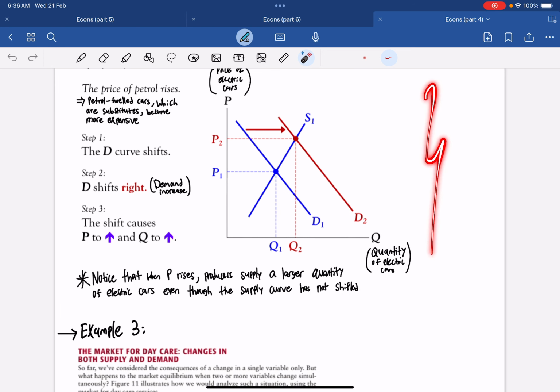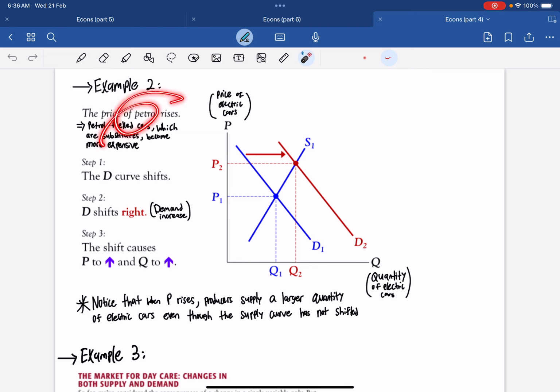Taking a look at another example, now we have a change in the demand. In this case, the price of petrol rises, so that means petrol cars are now more expensive. For the substitutes, electric cars, the demand will increase, so it shifts rightwards. Because the demand shifts right, the price increases, and the shift will cause both price and the quantity to increase.